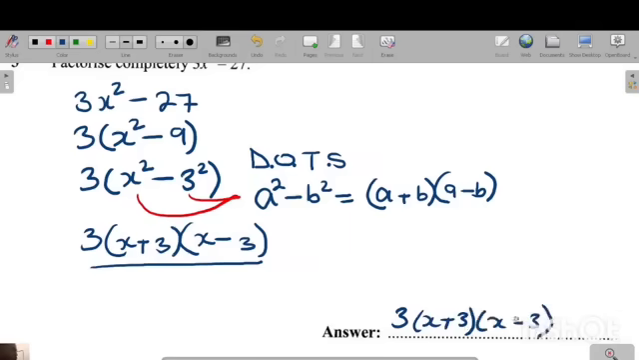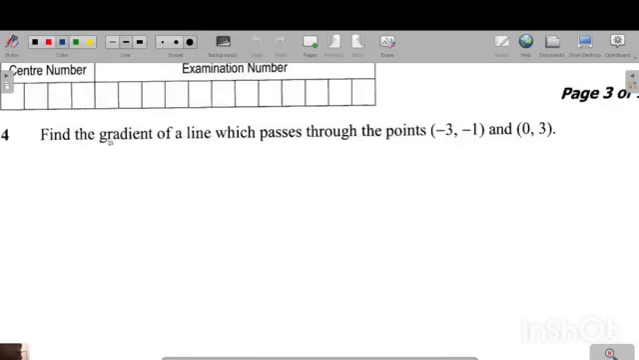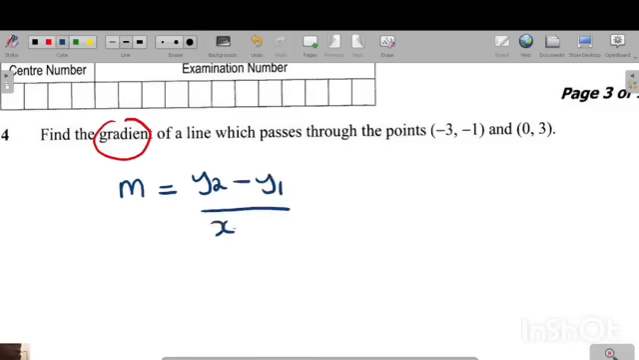(x minus 3). All right, number 4 says find the gradient of a line which passes through the points -3, -1 and 0, 3. All right, so they want you to find the gradient of a line that is passing through these 2 points. So gradient is given by the letter m, and its formula is gradient m is equal to y2 minus y1 over x2 minus x1.